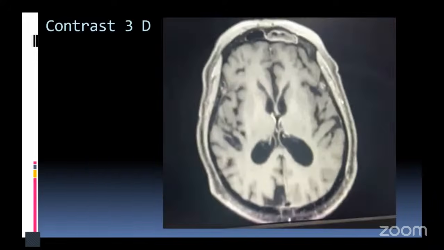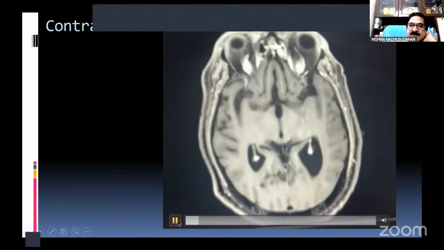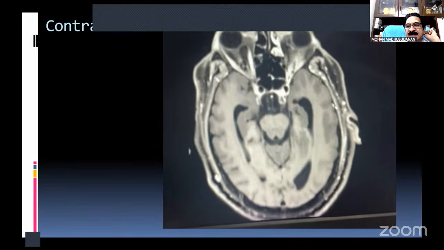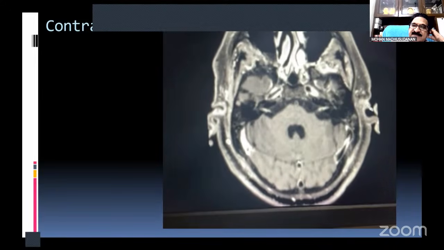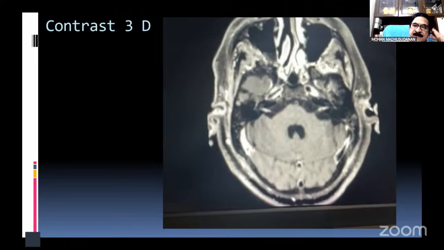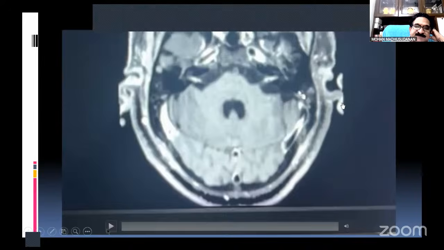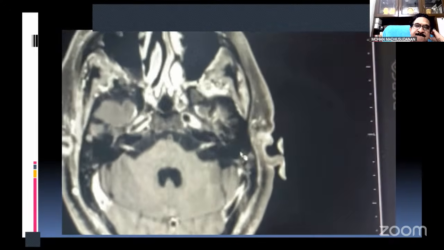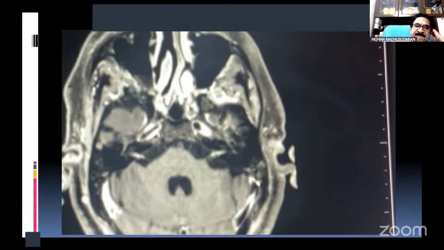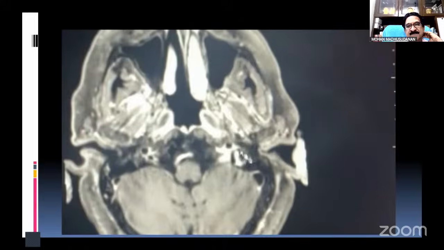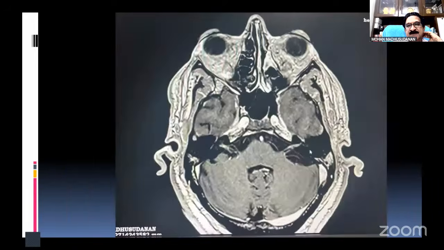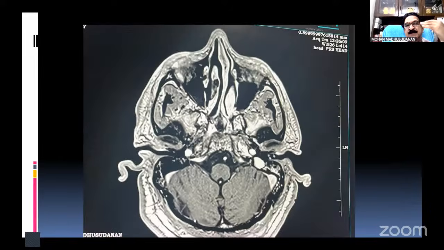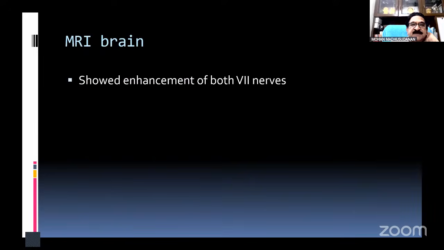Okay. So there is a 3D sequence for contrast. You can look at the finer sequence to find out enhancement of the nerve. Did you see the enhancement of the seventh nerve going to the internal acoustic meatus? I will show the cut again. This is the enhancement of the seventh nerve bilaterally. This is enhancement of the seventh and eighth nerve complex bilaterally. But there is no enhancement of the 10th nerve seen, even though there is partial 10th nerve involvement. So there is enhancement of both seventh nerves, no cerebellar lesion.